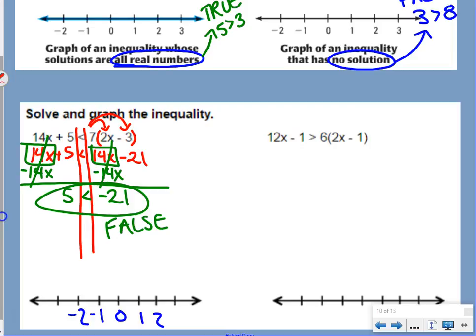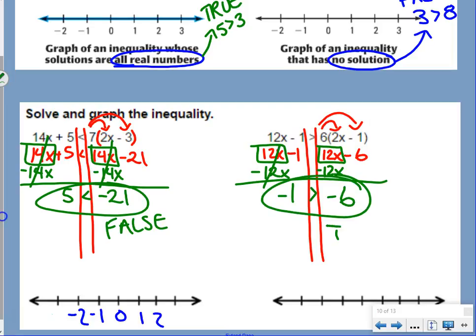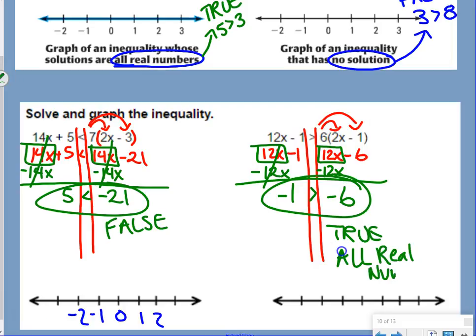Next example. Again, we have distribution. So let's distribute the 6 to the 2x and the negative 1. 6 times 2x is 12x. 6 times negative 1 is negative 6. If you notice, again, we have the same variable on both sides. So it's kind of the pattern there. Move the positive 12x by doing minus 2x. We have negative 1 is greater than negative 6. That is a true statement, which means our solution is all real numbers.